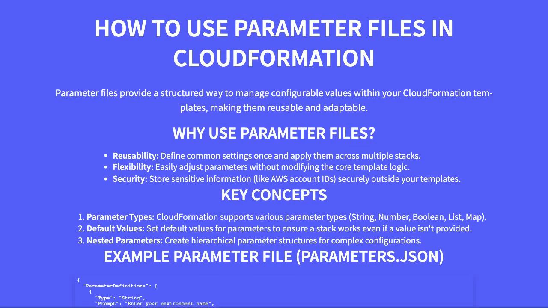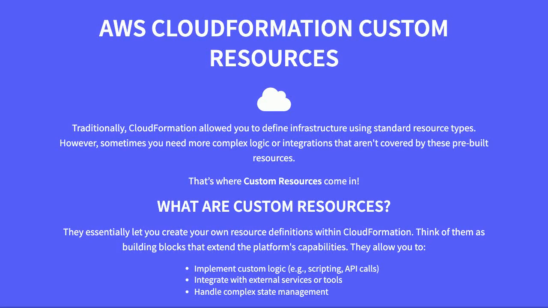Let's talk about parameter files in CloudFormation. Think of them as a way to make your templates more adaptable and reusable. Instead of hard-coding values directly into the template, you define these settings in a separate file, often called parameters.json. This is great because you can use the same template multiple times with different configurations without having to rewrite it each time. You can set default values so that stacks will still work if you don't provide all the parameters, and you can even create nested parameter structures for really complex setups. The key types are strings, numbers, booleans, lists, and maps, giving you a lot of flexibility in how you define your settings.